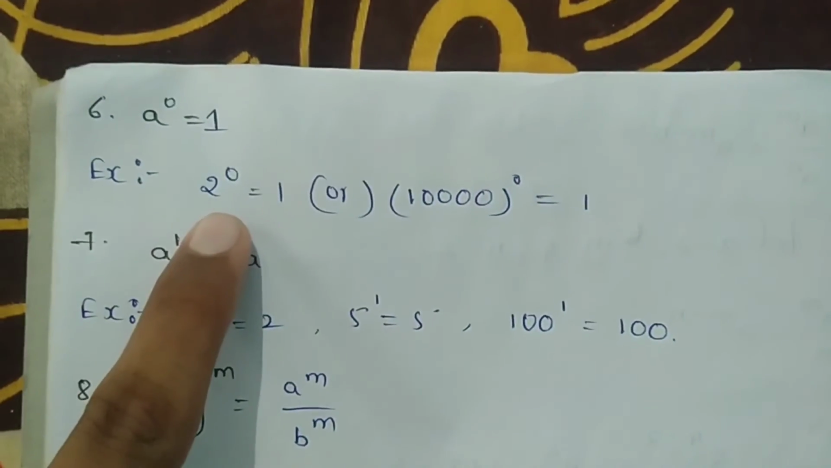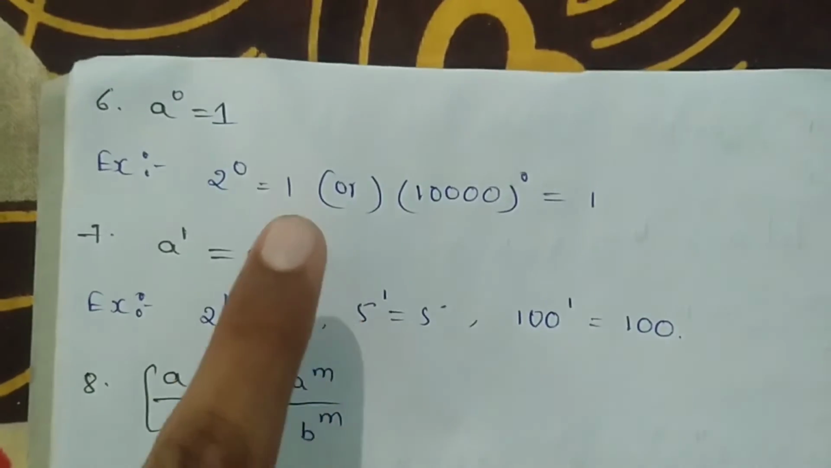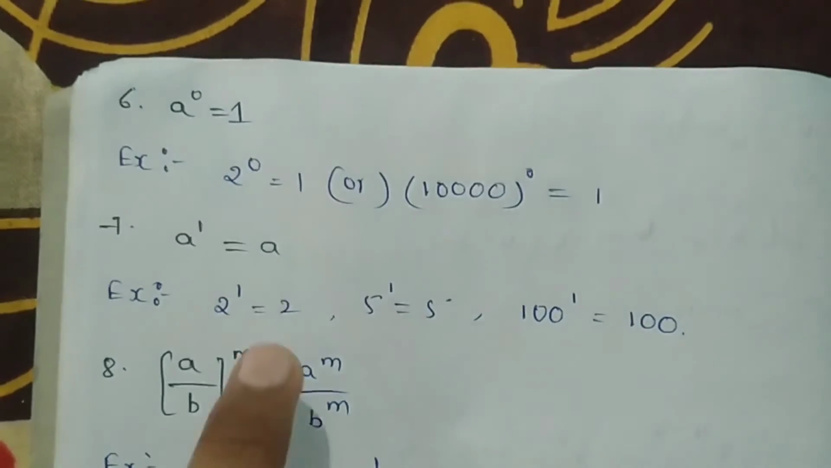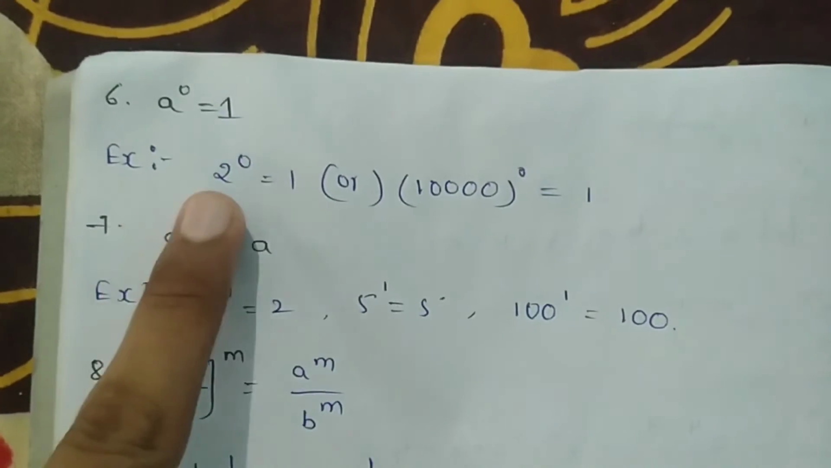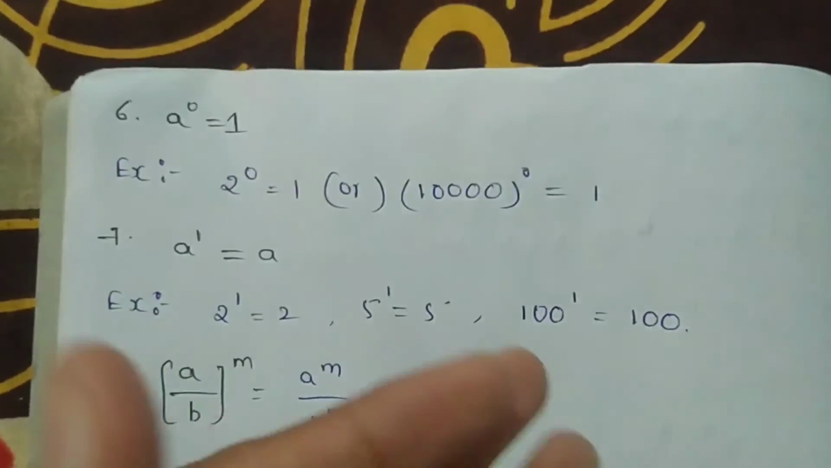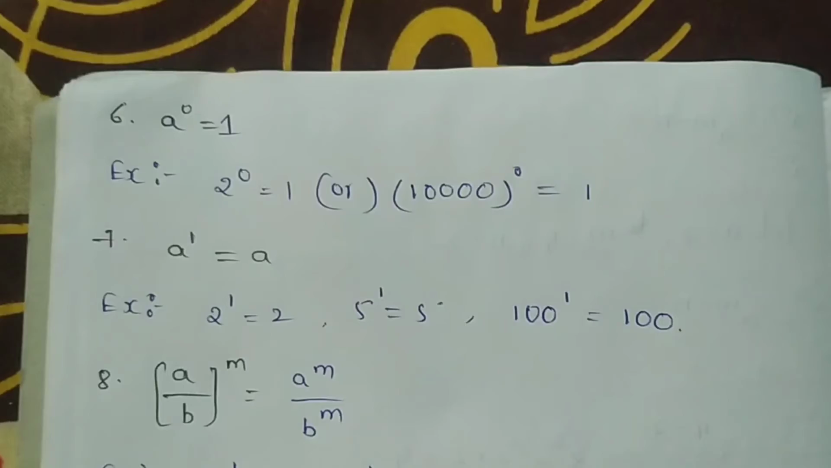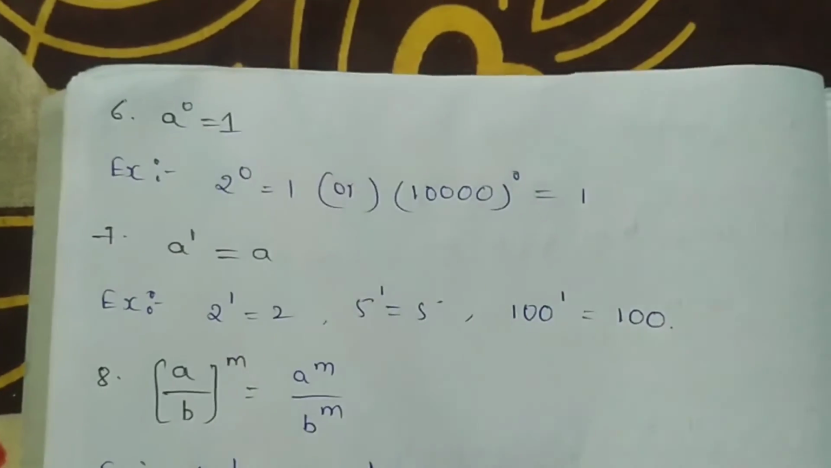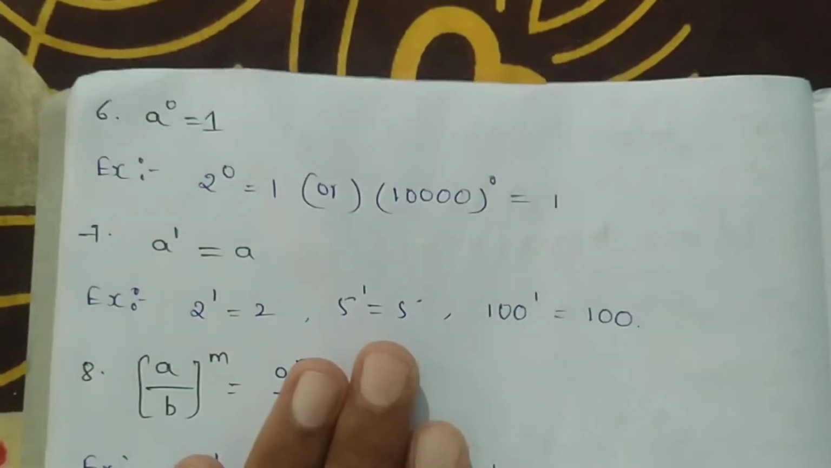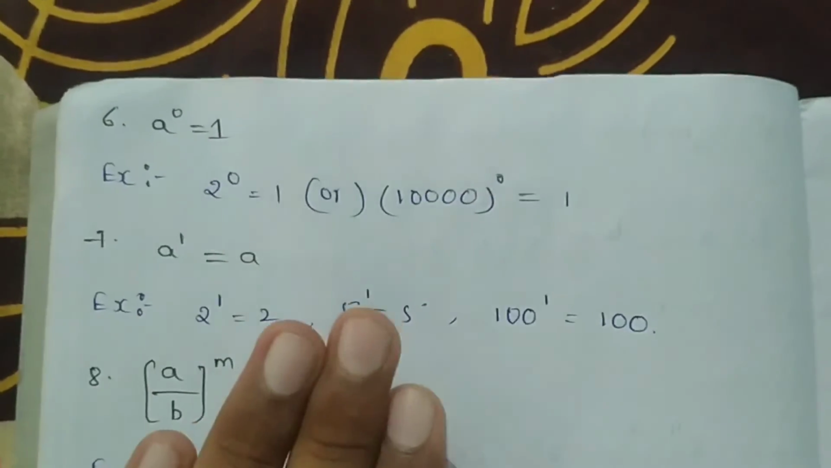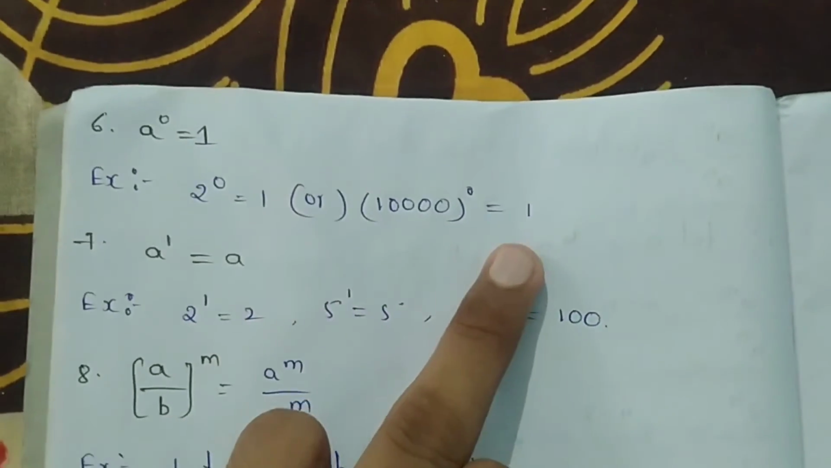Next, a power 0 is equal to 1. If we take any number with power 0, you blindly write the answer as 1. Let us take 2 power 0, which is 1. Or 10,000 power 0 is also 1. 1 lakh power 0 is also 1. Any number, if its power is 0, the answer is only 1.